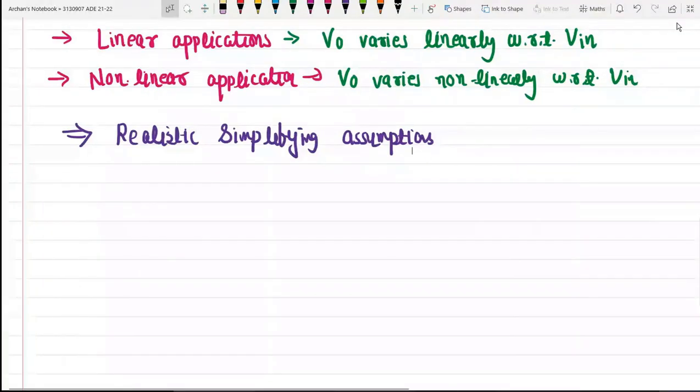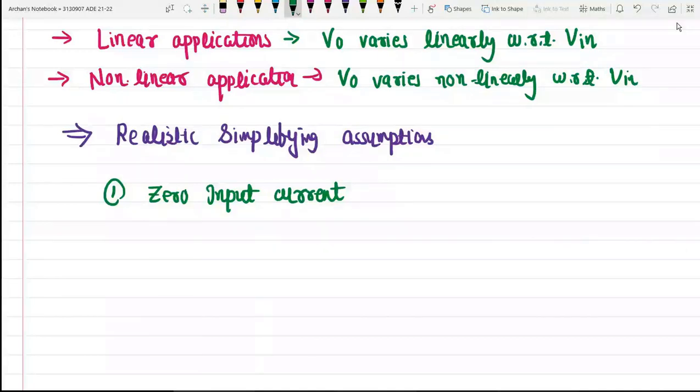So here, in the simplifying assumptions of operational amplifier, we will make two assumptions which are realistic as well as simplifying. They will simplify the analysis of operational amplifier circuits to a great extent. The first simplifying assumption is zero input current.